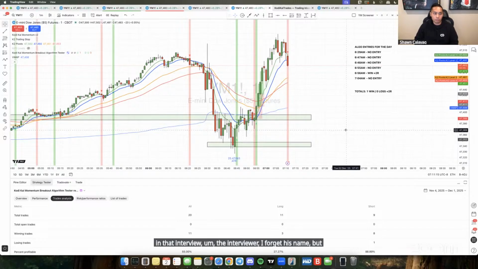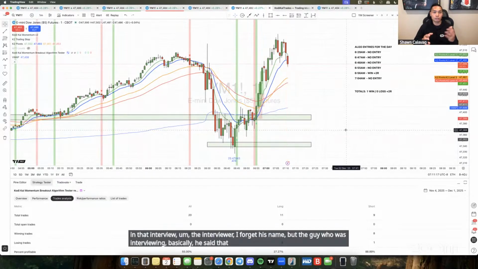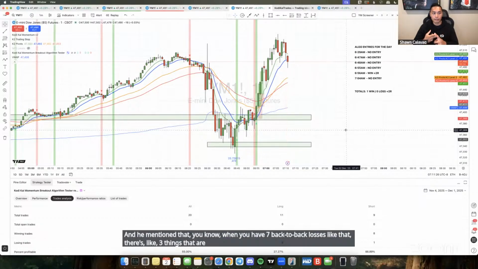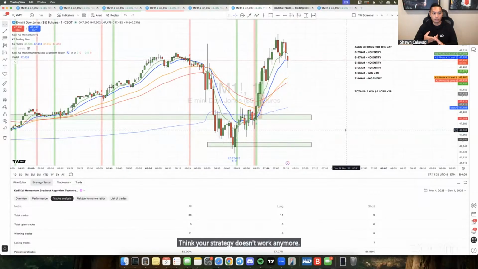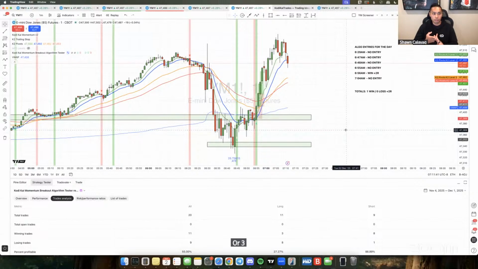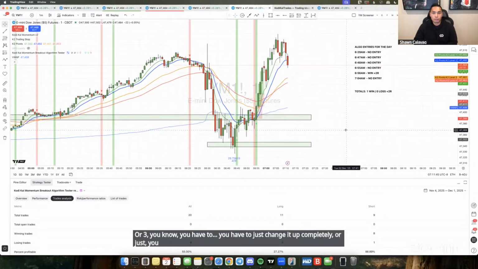But basically in that interview, the interviewer, I forget his name, said he had a streak of seven back-to-back losses. He mentioned that when you have seven back-to-back losses like that, there are three things that are likely to happen. One, you think your strategy doesn't work anymore. Two, you make some adjustments, which leads to overfitting. Or three, you change it up completely or revamp your entire strategy.